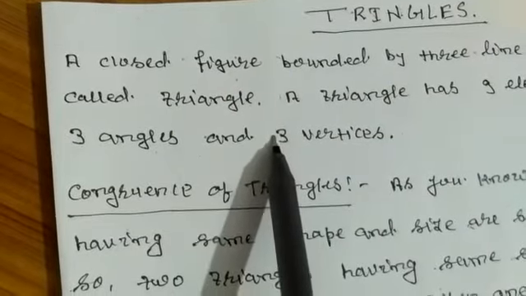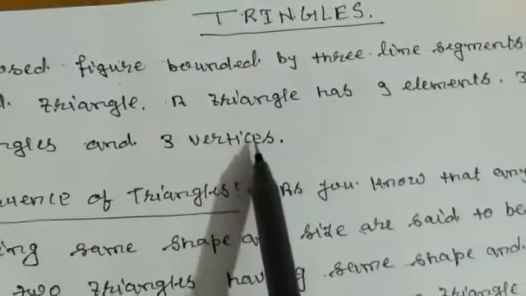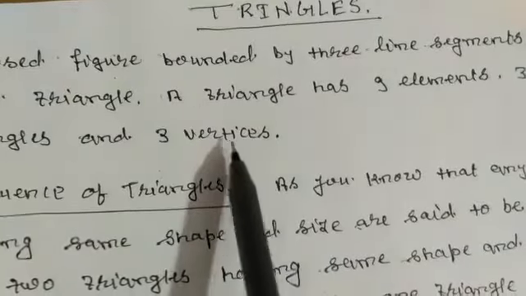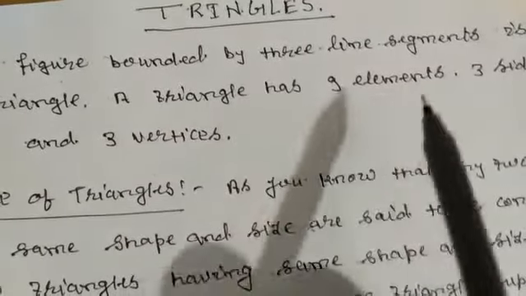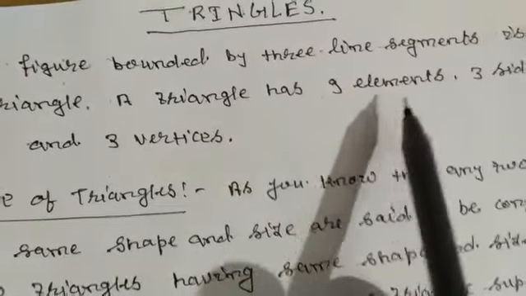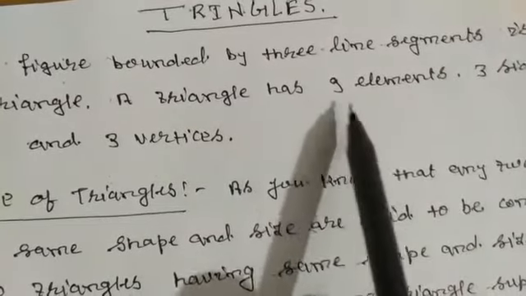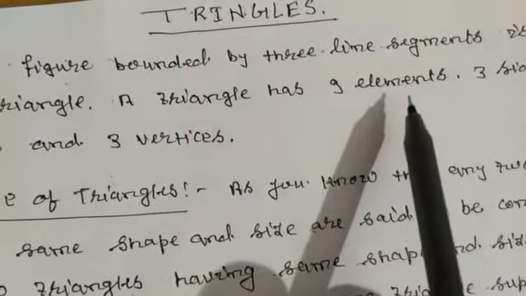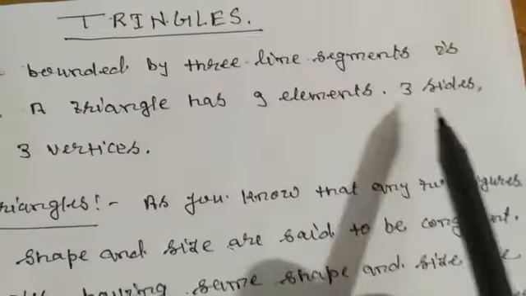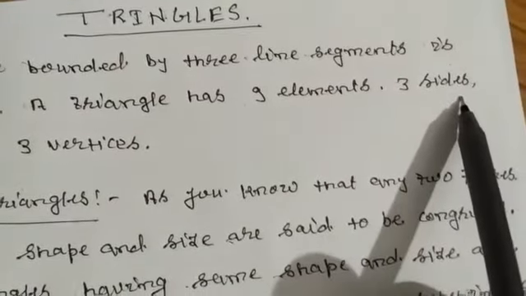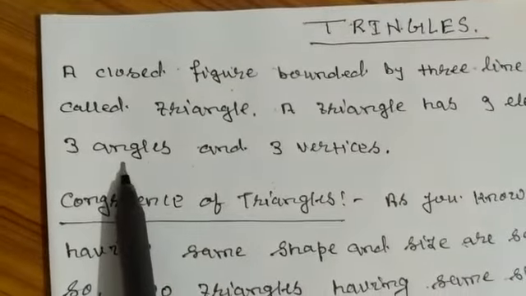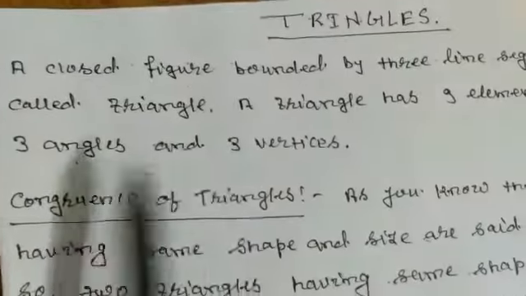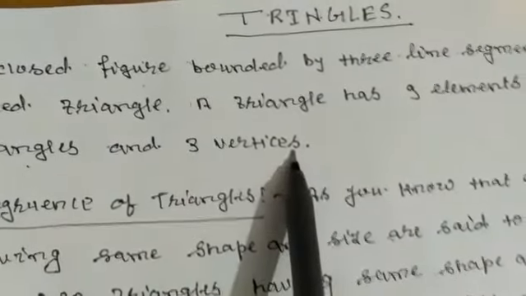A triangle has 9 elements, or you may call them 9 parts also. Elements and parts have the same meaning. A triangle consists of 9 elements or 9 parts. What are they? They are 3 sides, 3 angles and 3 vertices.